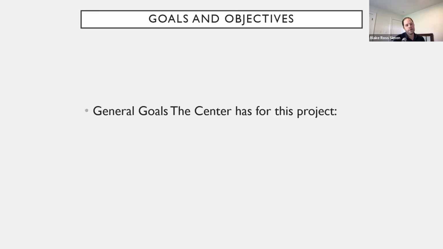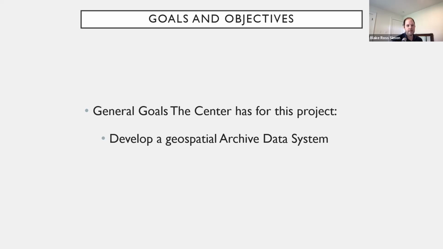So after a series of meetings with the staff at the center, a few general and specific goals were outlined. The first general goal is to develop a geospatial archive data system that makes the current archive data more interactive by integrating geospatial components into the final product. And the second general goal is for the end product to be long lasting and have little staff maintenance needed.